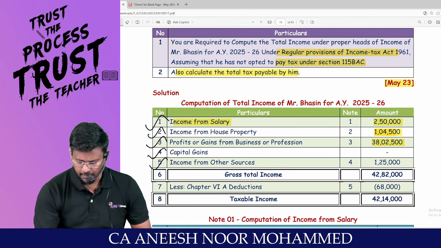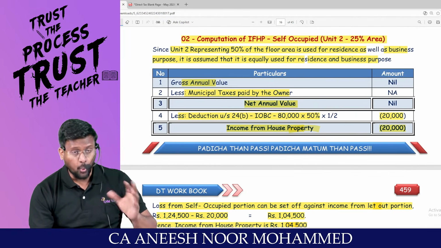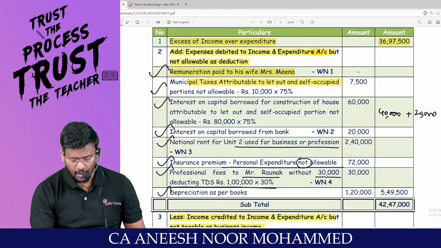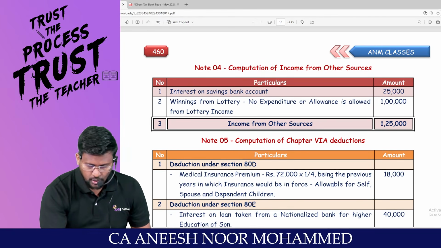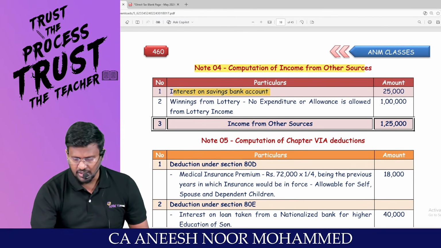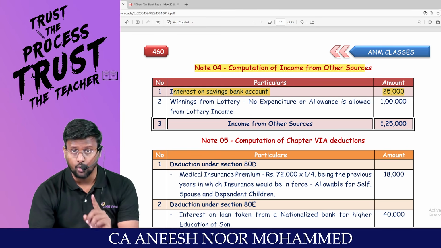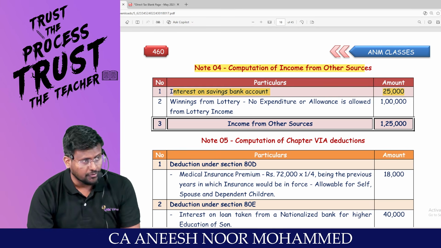No capital gain adjustment. IFOS is very easy. Whatever I have excluded from PGBP should be included in the IFOS. Look at here, man. Sir, sorry, IFOS. We have interest on savings bank account 25,000. Don't forget to claim 80TTA to the extent of 10,000.